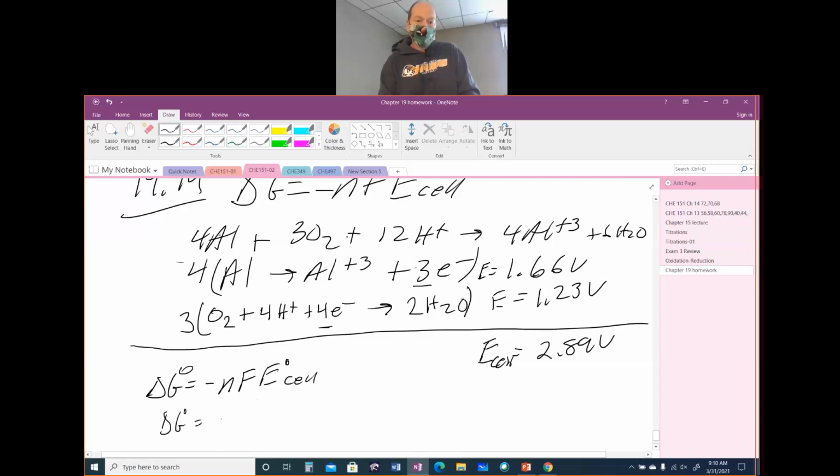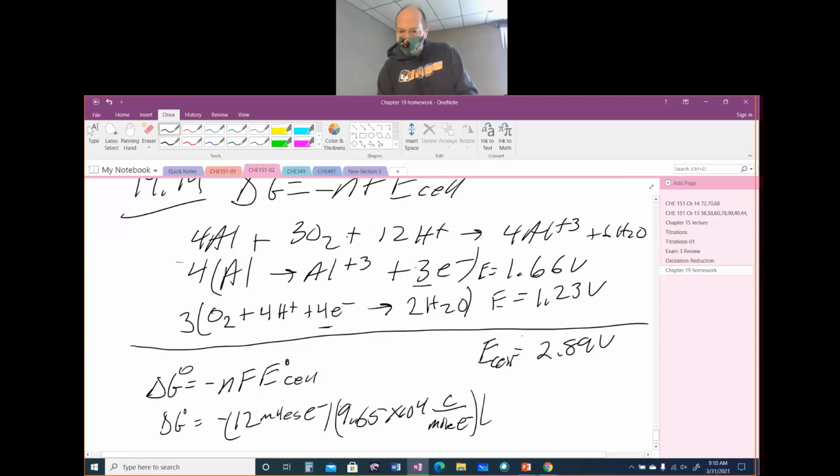Delta G naught is equal to negative 12 moles of electrons. 12 moles of electrons gained, 12 moles of electrons lost. F is Faraday's constant, 9.65 times 10 to the 4th coulombs per mole of electron. And then you have just calculated your E cell at 2.89 volts. And again, a coulomb volt is a joule. A joule is a coulomb times a volt. So the coulomb units cancel, the volt units cancel, and you have your units of joules for your delta G.